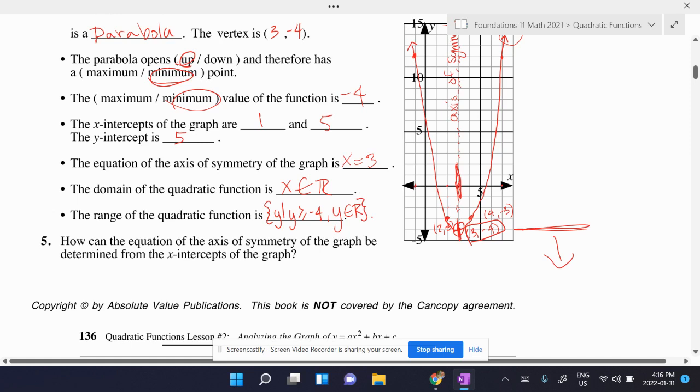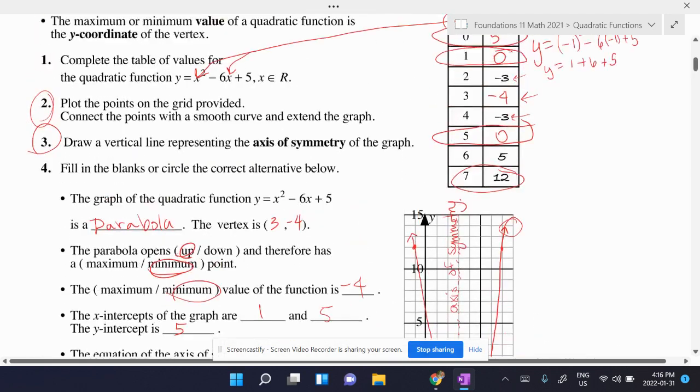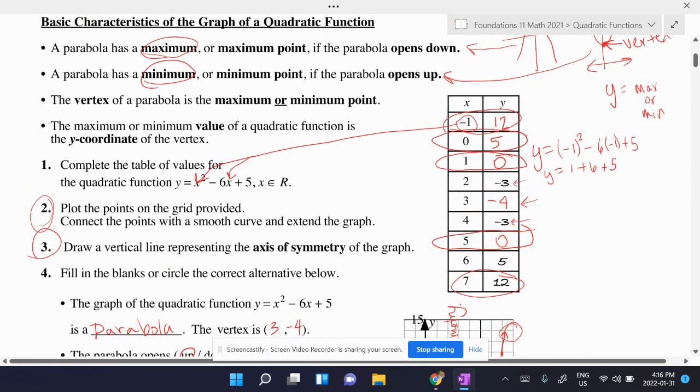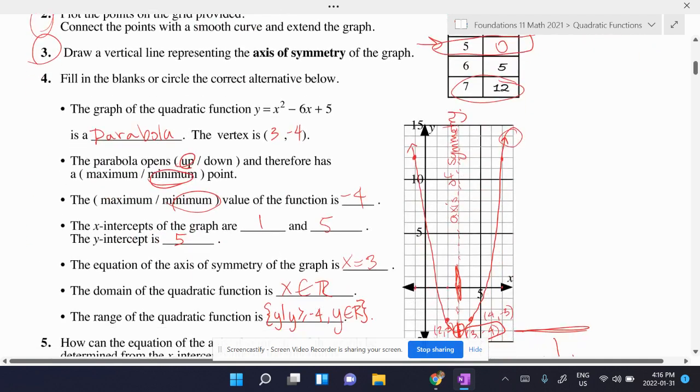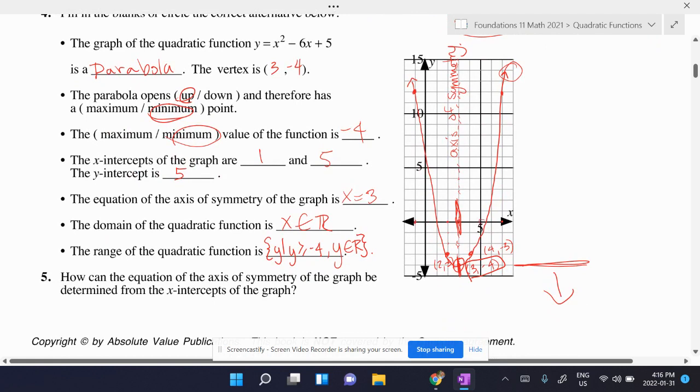How can the equation of the axis of symmetry of the graph be determined from the x-intercepts of the graph? Interesting. If we know there are 2 points here, 5 and 1, this is where it crosses over the x-axis. This line is directly 2 away from both of those.